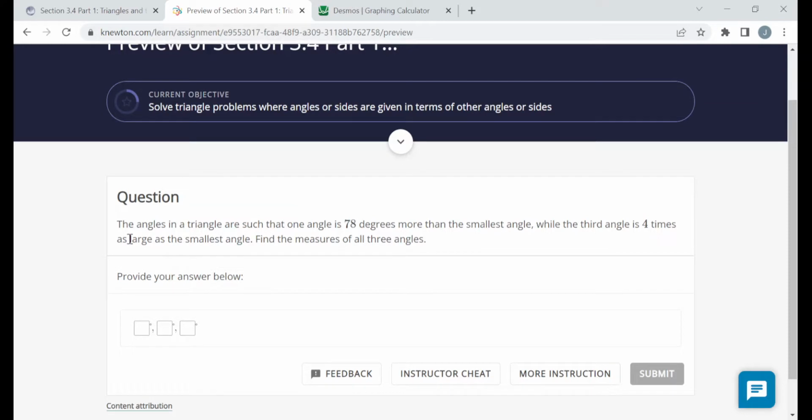Here the angles in a triangle are such that one angle is 78 degrees more than the smallest angle, while the third angle is 4 times as large as the smallest angle. Find the measure of all 3 angles. So once again, I'll just draw a picture. I'm not going to leave the problem up this time. I'll just read it out loud again.